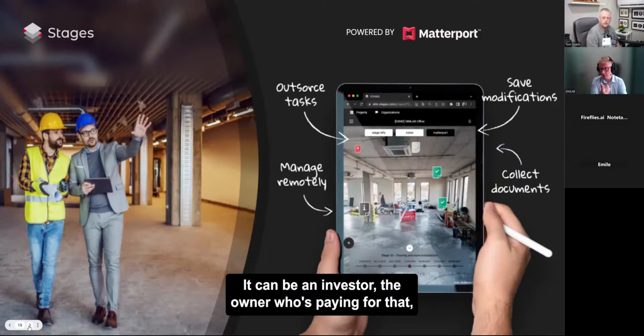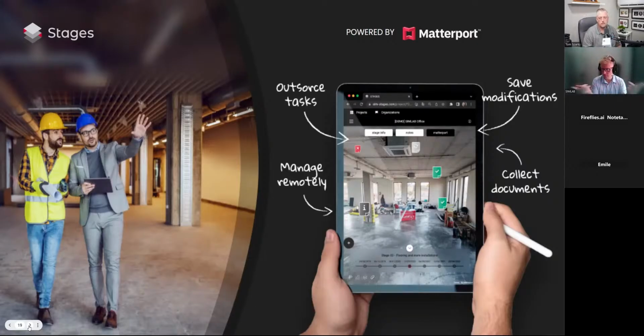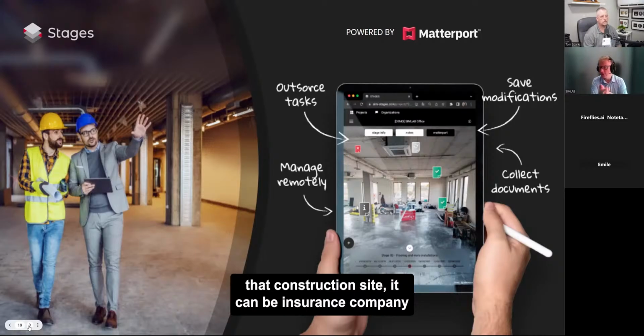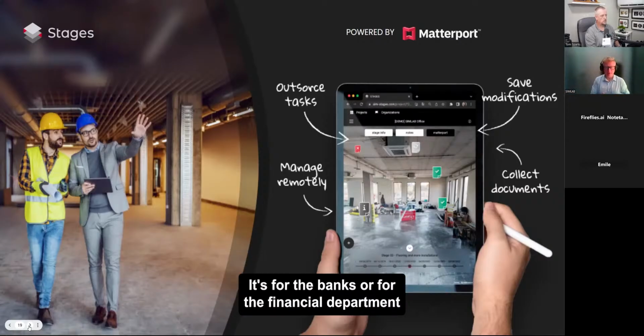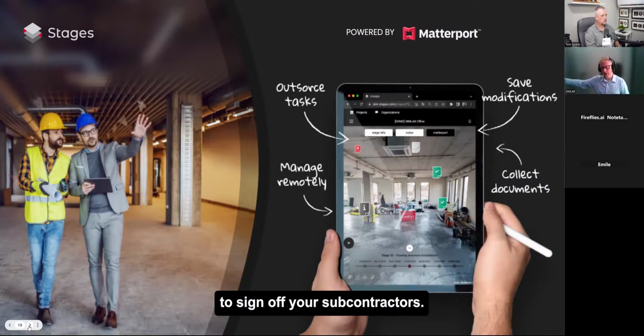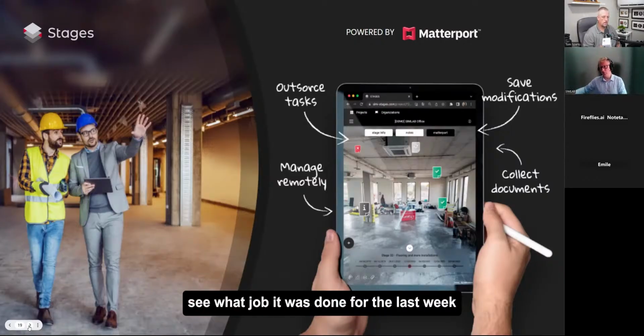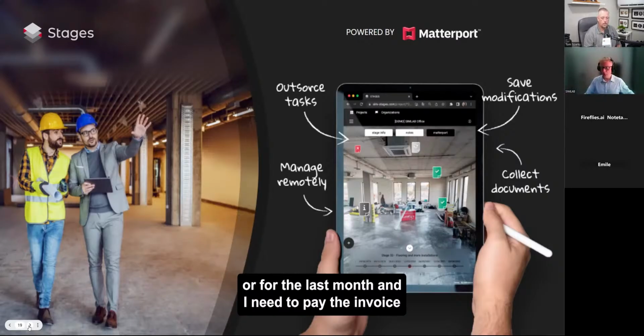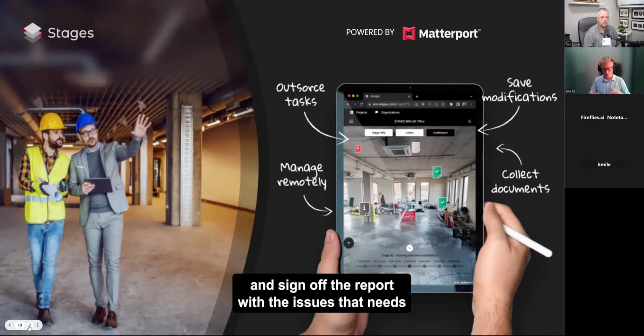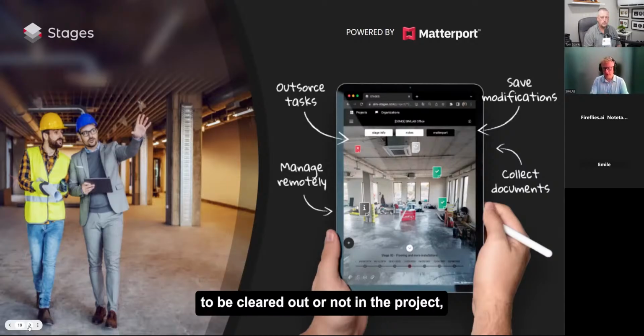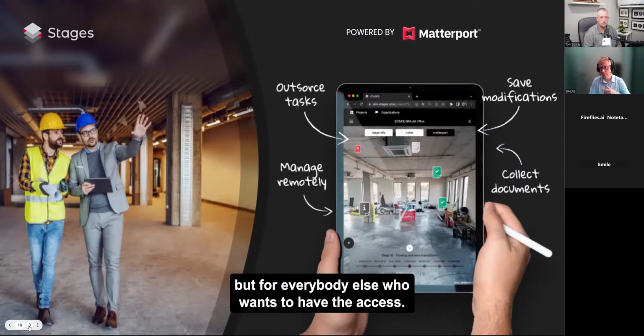It can be an investor, the owner who's paying for that construction site. It can be an insurance company to see how the building was constructed and what kind of materials were used. It's for the banks, or for example a financial department, to sign off your subcontractors, but it's also for GCs, general contractors, if they want to see what job was done in the last week or the last month, pay the invoice, and sign off the report with the issues that need to be cleared or not in the project. But for everybody else who wants to have access.